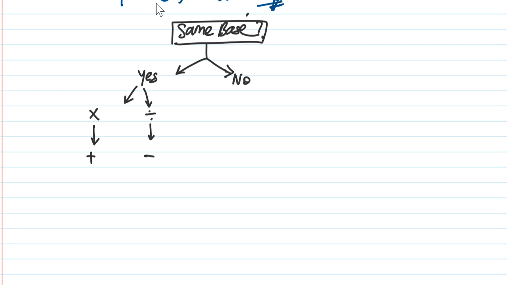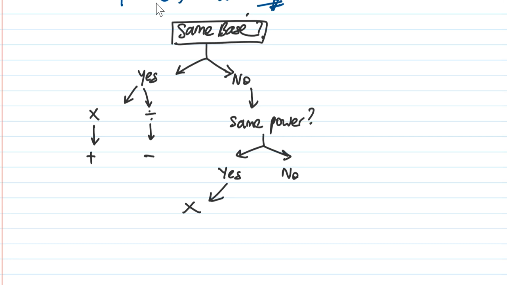Now what if they don't have the same base? Now we'll ask the question next, which is, do they have the same power? So if it's, again, yes and no. So if you have the same power, if it's multiply, we just multiply. If it's divide, we just divide. Now what if they do not have the same power?